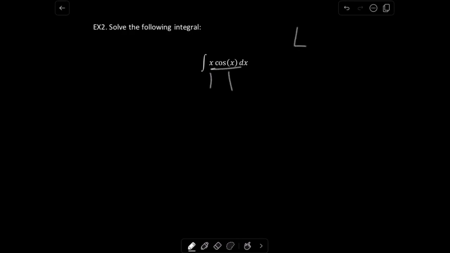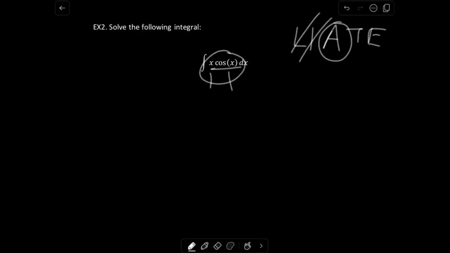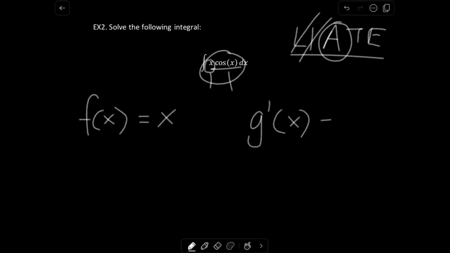When I think about by parts, I think about LIATE. Why? LIATE is a tool, it's an acronym that gives us the f function. All right. So look at this integral. Do I have logarithmic? No. Do I have inverse trig? No. Do I have algebraic? Yes, I do. My algebraic function is x. So since the first function I have is algebraic from this LIATE acronym, that algebraic function is going to be my f. So f of x is going to be equal to x. That means that g prime of x is going to be equal to cosine of x.